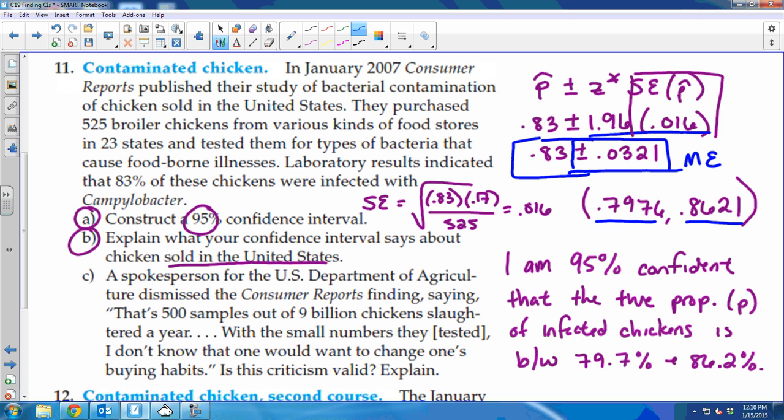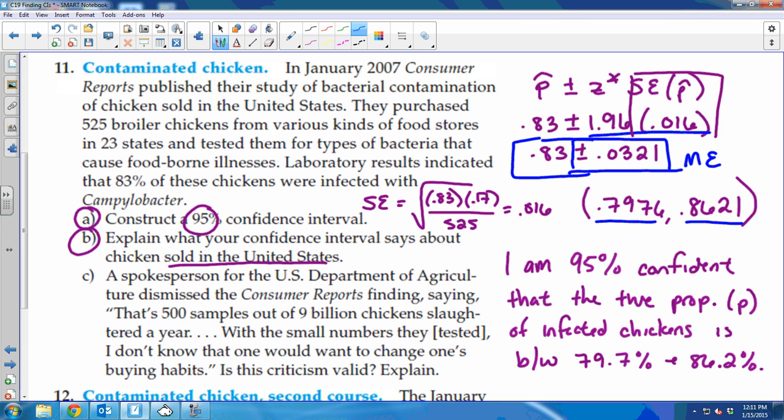A spokesperson for the U.S. Department of Agriculture dismissed the Consumer Reports finding, saying that that's 500 samples out of 9 billion chickens slaughtered a year. With the small numbers they tested, I don't know that one would want to change one's buying habits. Is this criticism valid?